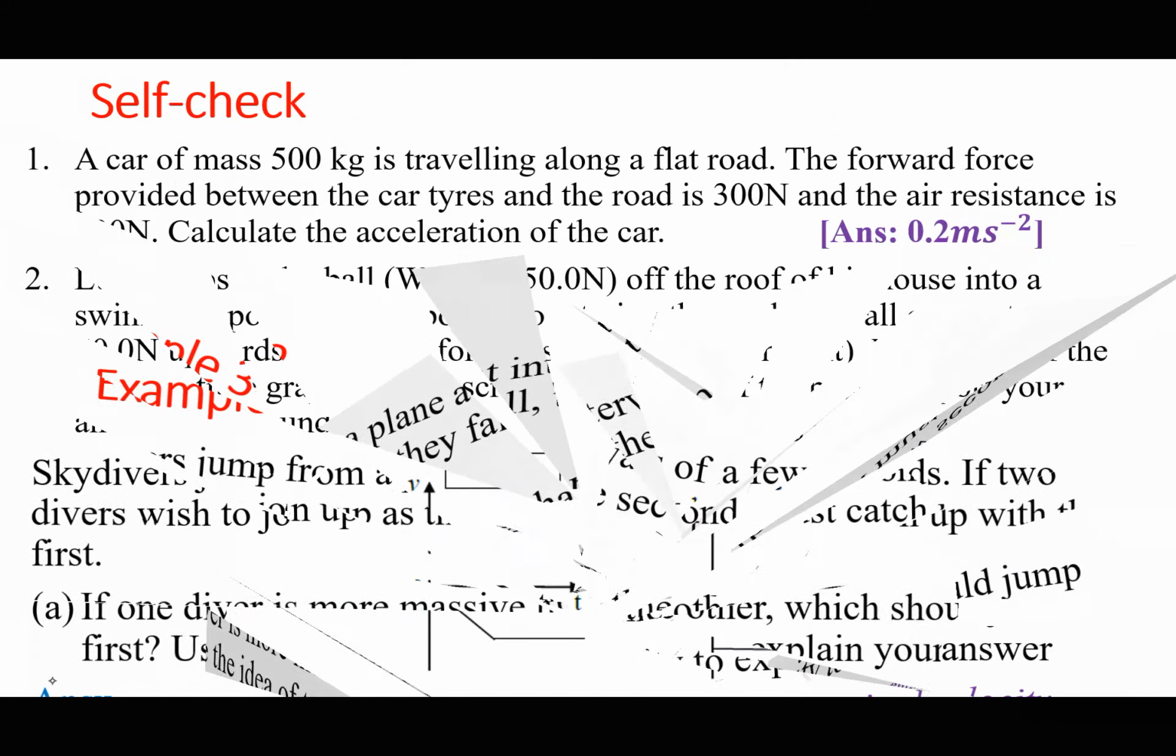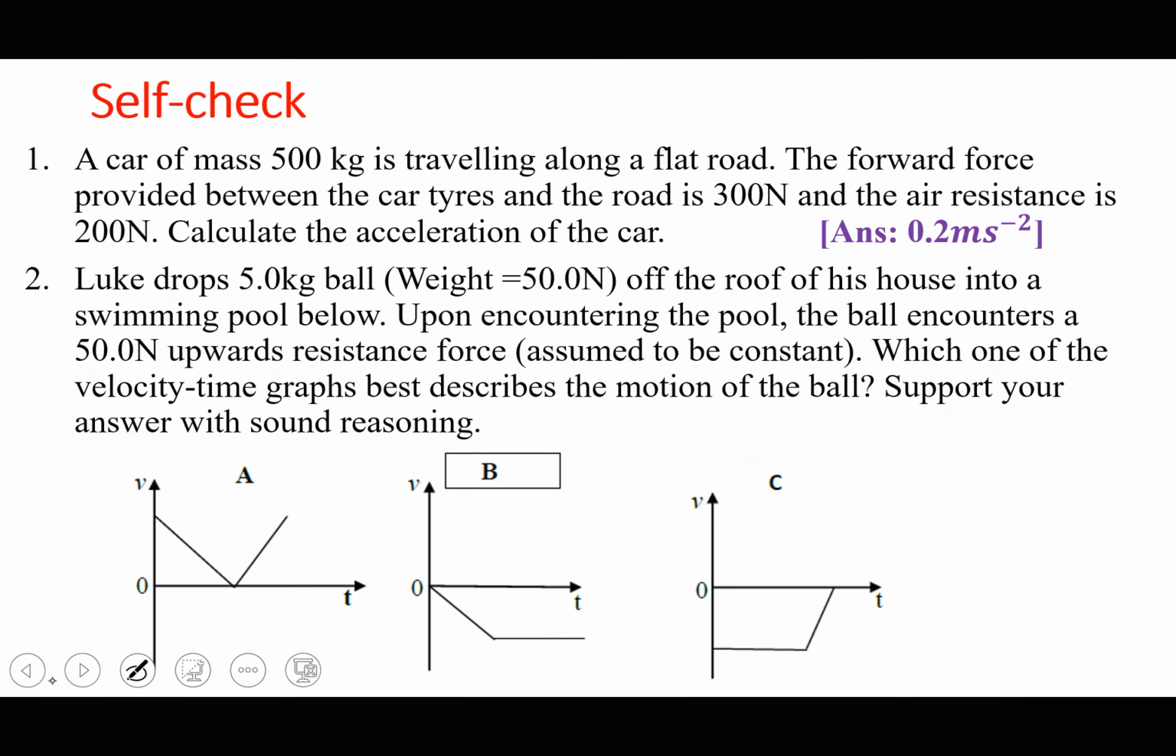Here is a simple self-check where I will give a hint. A car of mass 500 kilograms is traveling along a flat road. The forward force provided between the car tires and the road is 300 newtons, and the air resistance is 200 newtons. Find the acceleration.